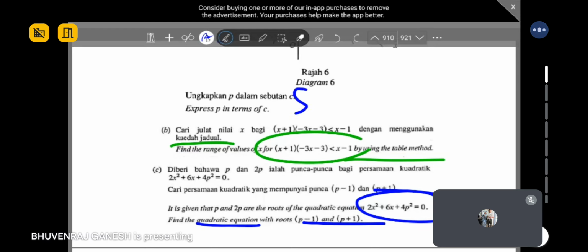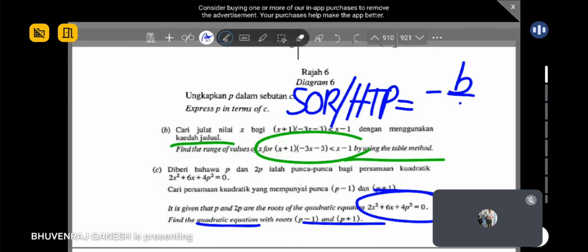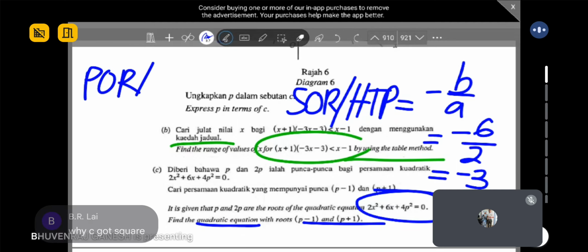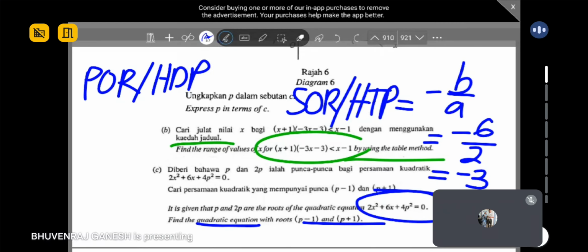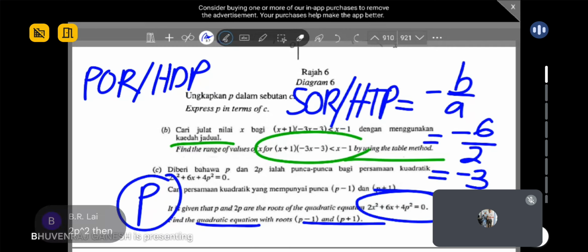Okay, so you must ingat SOR or hasil tambah punca equal to negative b over a. Okay, this is the formula. So negative 6 bagi 2 equal to negative 3. Okay, so what is your POR, guys? HDP. Apa nilai dia? 4p squared. Can. Guys, p is a constant. Am I right? p is not a variable over here. So p squared is just a constant squared. So you can have square, as long as they never write x squared. Okay? Yes. Okay, the answer is 2p squared.